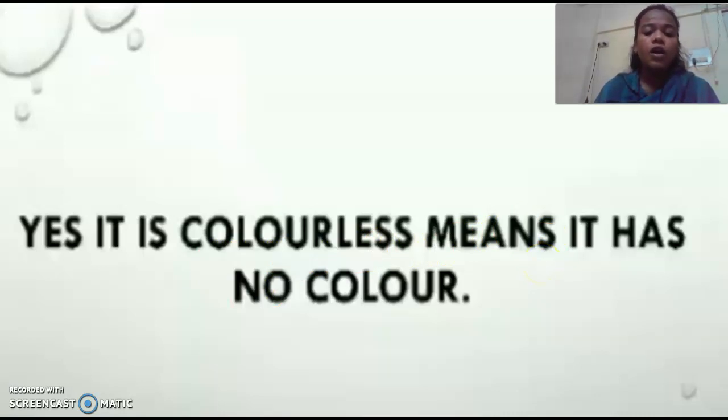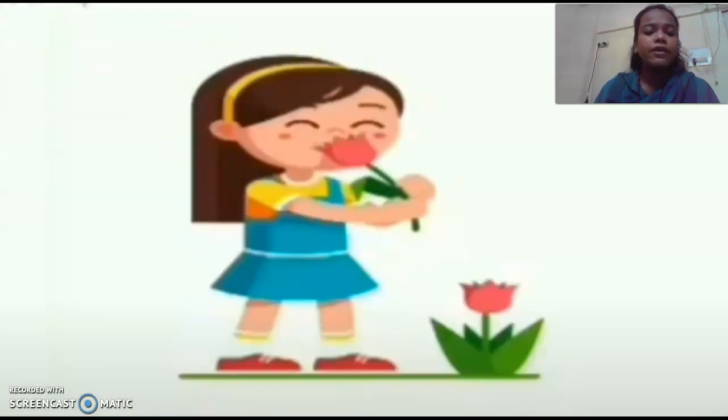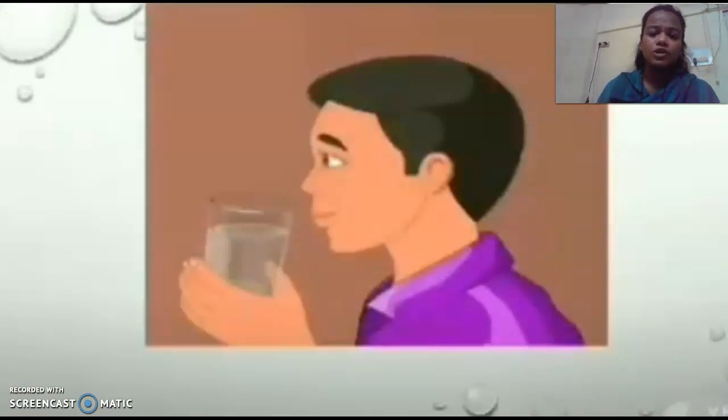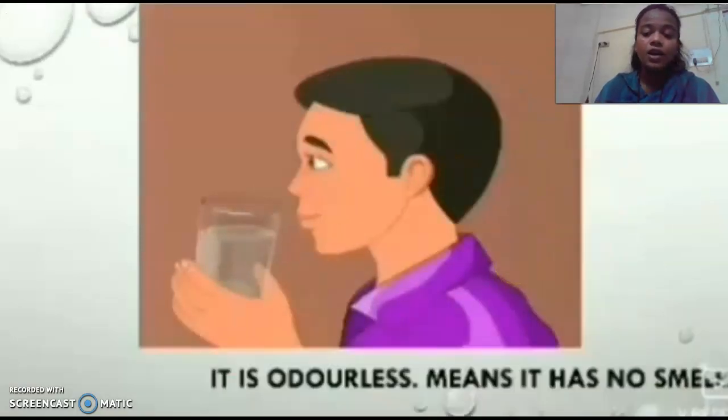Now let's smell a fragrant flower. It has a sweet aroma, isn't it? Now let's try to smell the same glass of water. Can you guess what the smell is? Yes, it is odorless, means it has no smell.